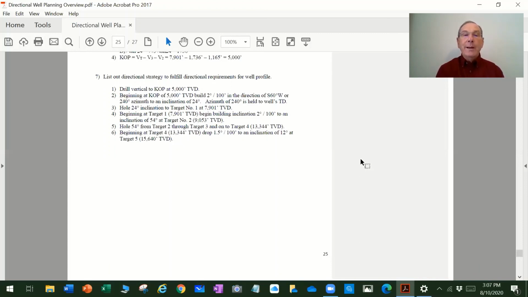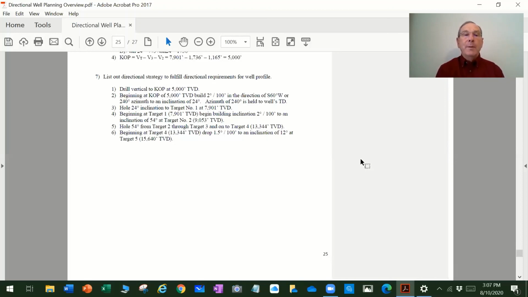Step number 3, once we've got 24 degrees achieved, we're going to hold 24 degrees inclination to target number 1, which is at 7,901 feet TVD. So now we have just arrived with our bit at 7,901 foot TVD, and we've hit target number 1 as planned. Now we're going to do something a little bit different.